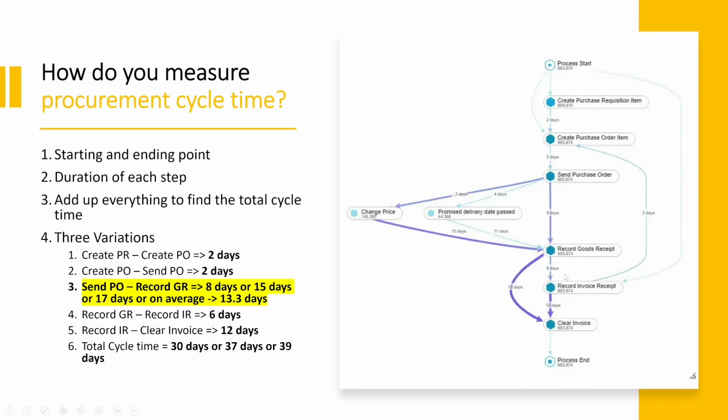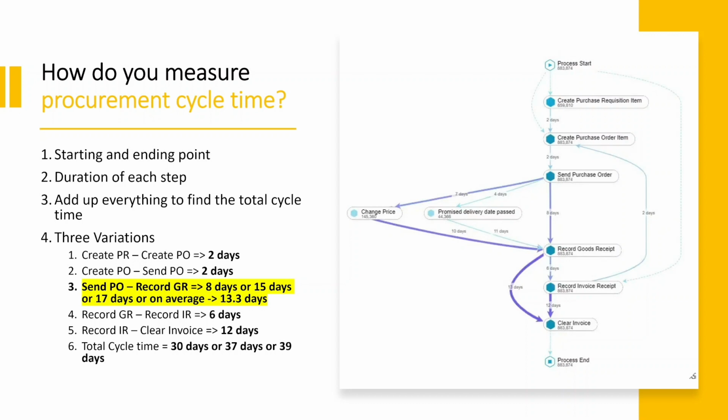And from there, it goes to record invoice receipt and clear invoice. And each of those duration has been recorded here. And simply, if you add up all these, there are three different cycle times that come. So for these three variations, these are the cycle times. Just to standardize it, or let's see it as one cycle time for the whole process, we can average it out just to see how well the overall process is performing for all the list of POs that has been created and the invoice that has been cleared.